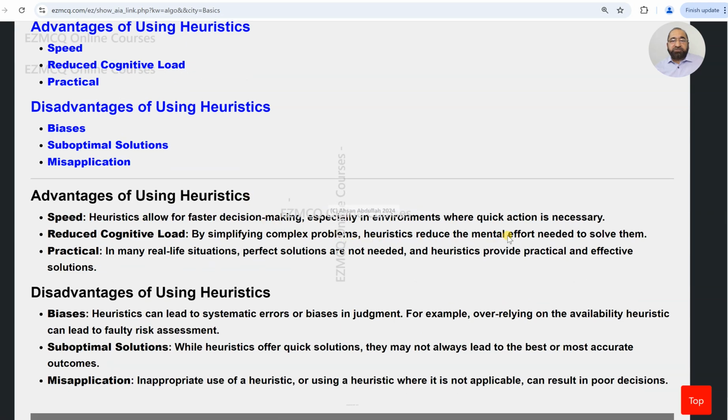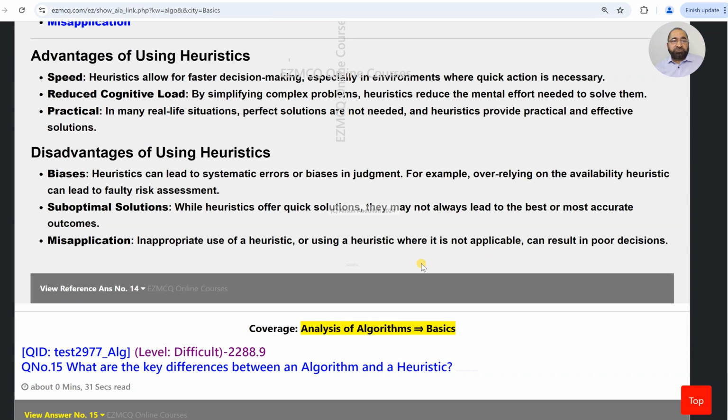Reduced cognitive load. By simplifying, heuristics reduce the mental effort. So you see a person with a certain appearance, with a certain attire, and without thinking, you make a stereotypic conclusion about the background of that person, or about the habits of that person, which may be totally wrong. And it is practical also. In many real life situations that may work, and in many real life situations it may not work. So it varies from situation to situation.